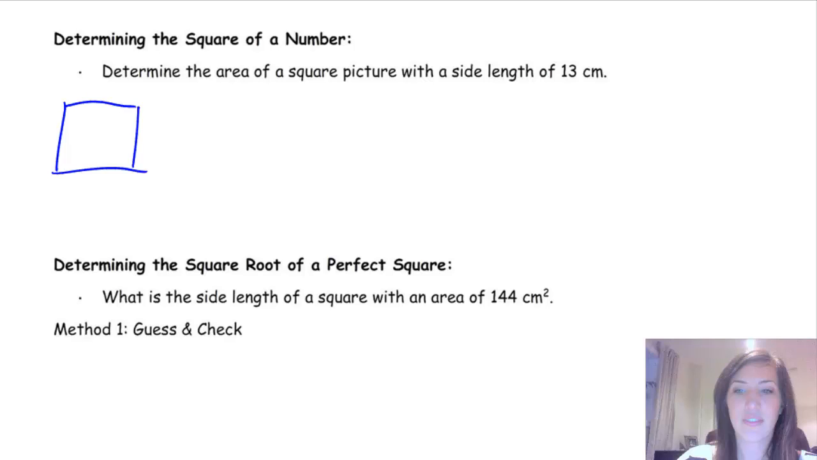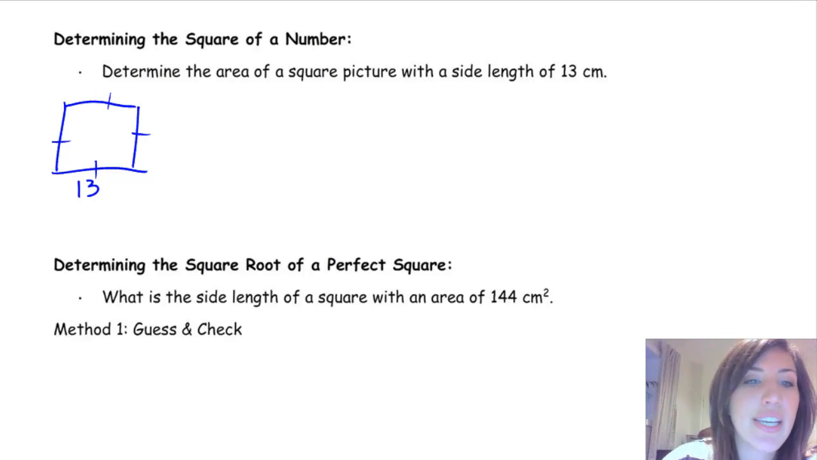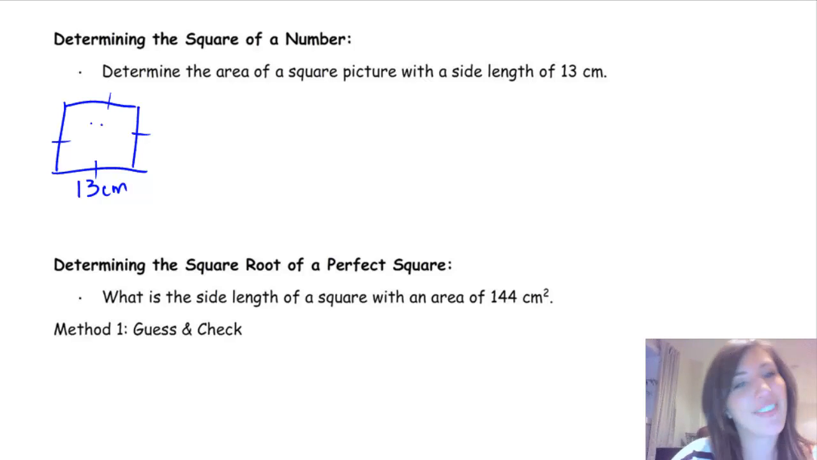To show that the sides are equal, I like to do these little lines. So that means that all the sides are the same, and each side is 13 centimeters, it tells us. And let's make it a picture of a smiley face.